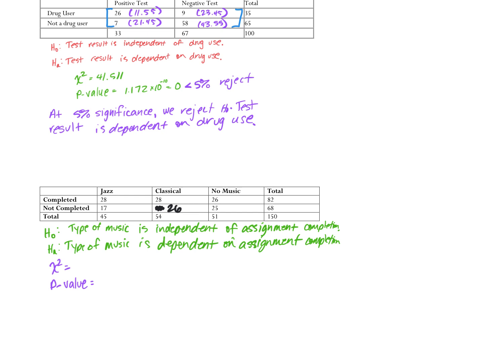All right, so go stat or over to test. Just make sure you're picking, in this case, chi-square test. That's a large p-value. So what does that tell us? Fail to reject.